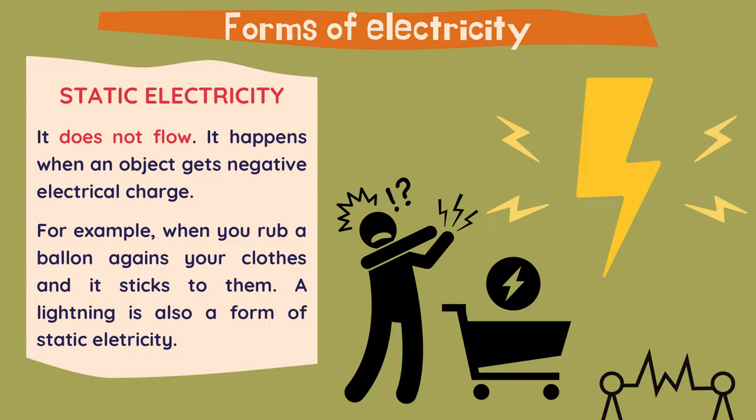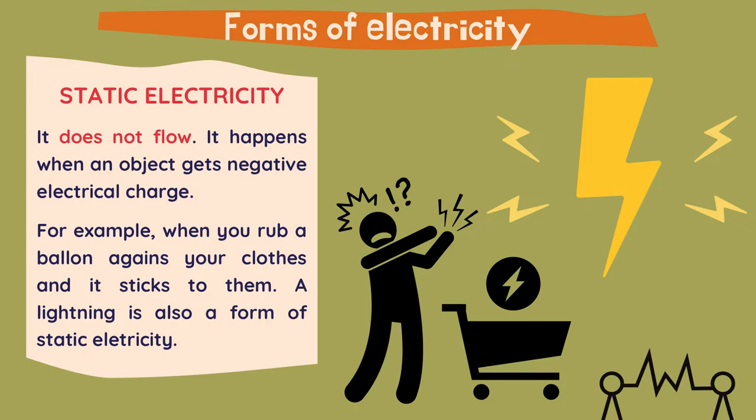Let's move on now to the forms of electricity. The first one is static electricity. It does not flow. It happens when an object gets negative electrical charge. For example, when you rub a balloon against your clothes and it sticks to them. Another example is lightning. It's also a form of static electricity.